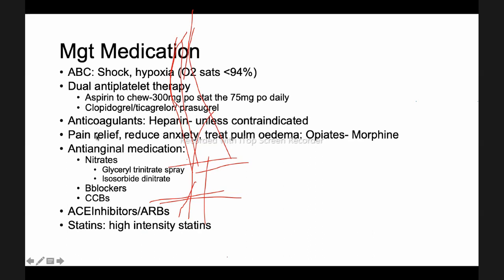You can give some pain relief, though it's not advocated generally in the Western world. They don't even use morphine, because by the time the patient is in the hospital, they would have done a PCI and the pain would have gone. So no need for morphine. But if the patient is going to be on the ward and is in a lot of pain, give them some pain relief. Then nitrates, of course, and beta blockers to reduce the myocardial oxygen demand. Even the calcium channel blockers.